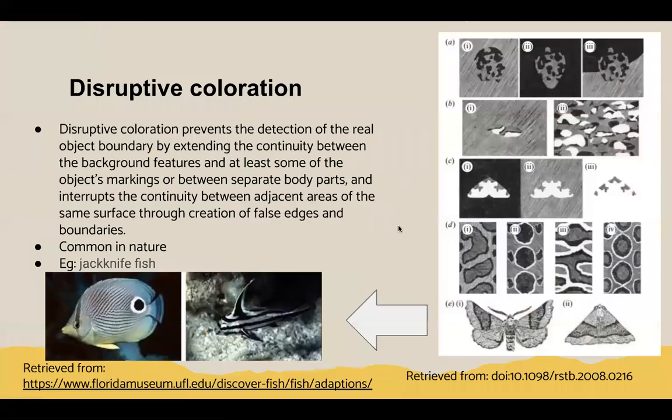Next, disruptive coloration is a technique usually adopted when background matching doesn't work. By extending the continuity between the background and the animal's markings, it prevents the predator from detecting the real object boundary. Animals usually create false edges and boundaries to trick predators and delay their predation. For example, jackknife fish have dark lines that run through their eyes. These lines may serve to hide the eyes so that the predators cannot tell where the fish is looking.